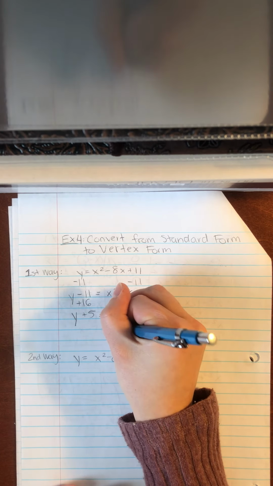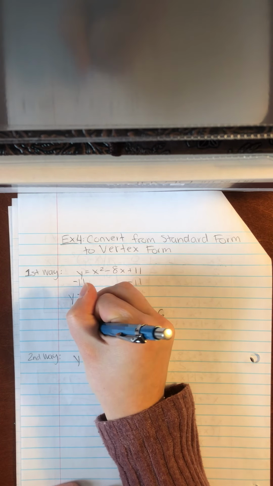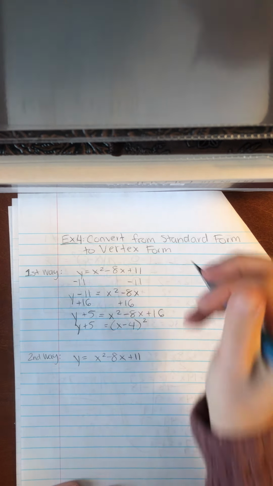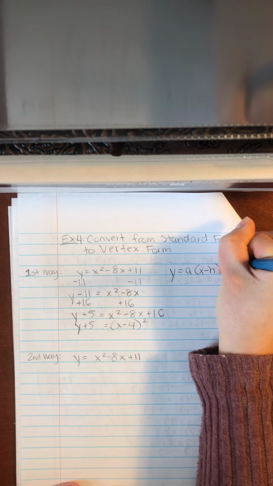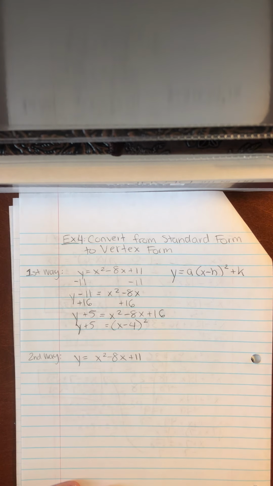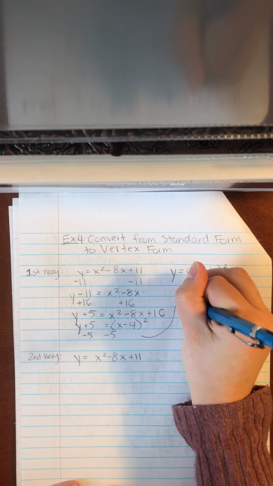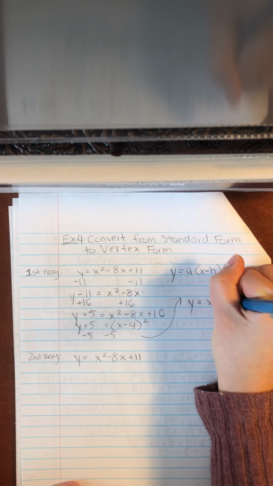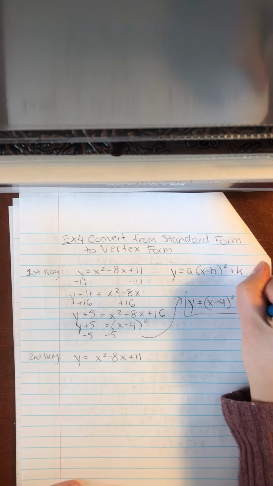This side factors to x minus 4 squared, and this stays as y plus 5. Now you might want to start taking the square root of both sides, but we're actually not going to do that. We're trying to get to vertex form, and remember, vertex form is y equals a times x minus h squared plus k. So all we have to do now is subtract 5 from both sides, and that gets us y equals x minus 4 squared minus 5. Now it's in vertex form.